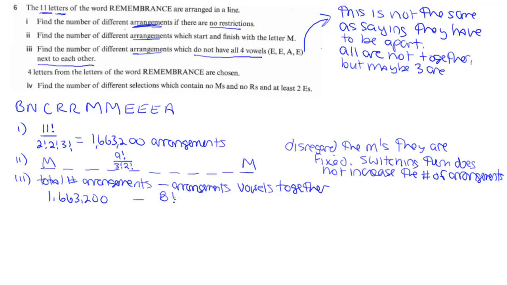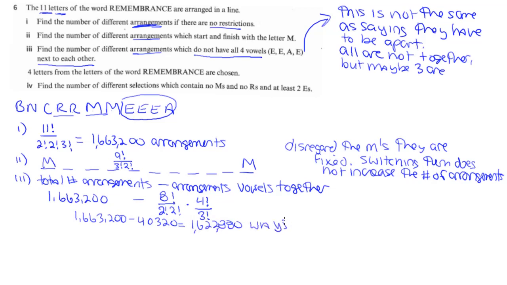So the way they're together, if I count the vowels as one thing, that's going to give me 8 things. And then I've got 2 R's and 2 M's, so I've got to divide by those two 2 factorials. And then I'm going to multiply by the way I arrange the vowels, which is going to be 4 factorial divided by 3 factorial. And so then all I'm going to do is subtract 1,663,200 minus 40,320.